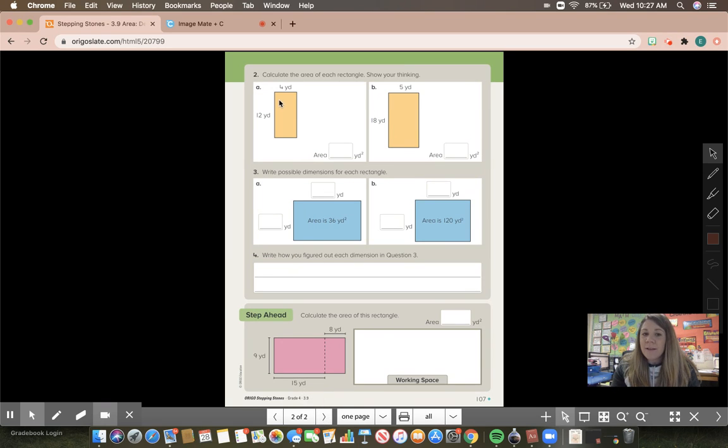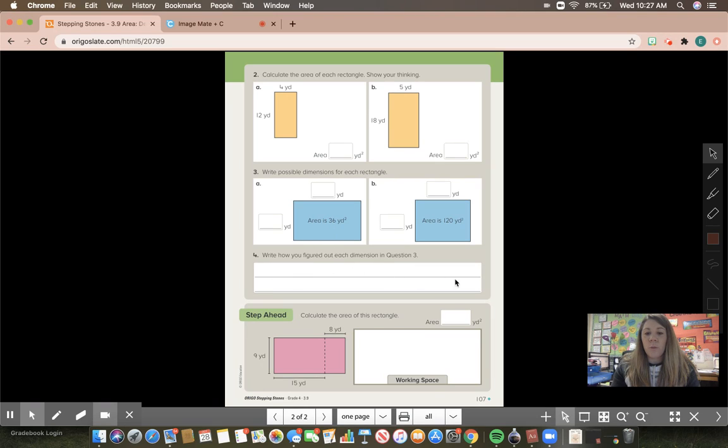Here, they don't have it laid out as an array with the square tiles in it. You have to imagine those square tiles there. So here you know your length is 12 and your width is 4. So what would be your area? Remember, area equals the length multiplied by the width. This time they give you the area for step 3. And you have to think of what would be possible for the length and the width so that the area is 36.